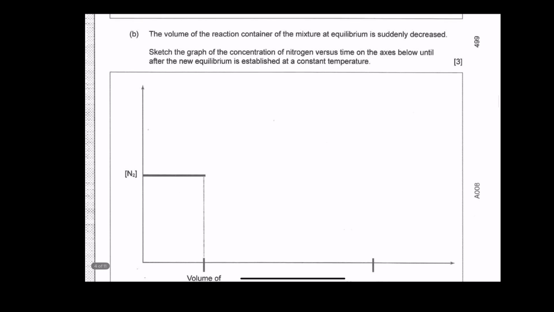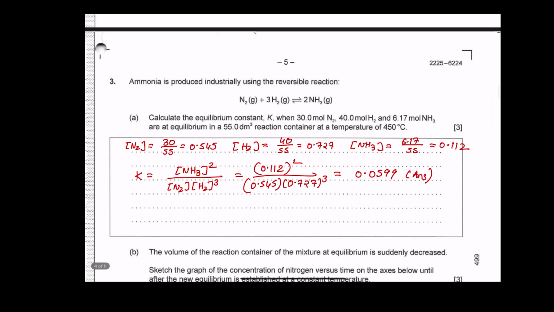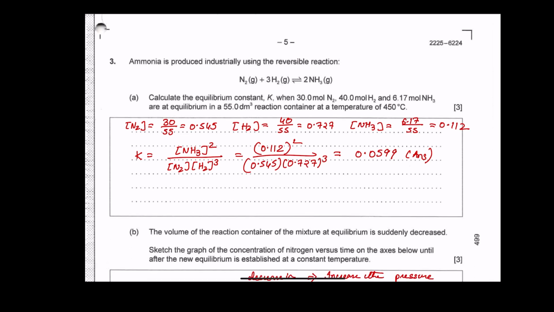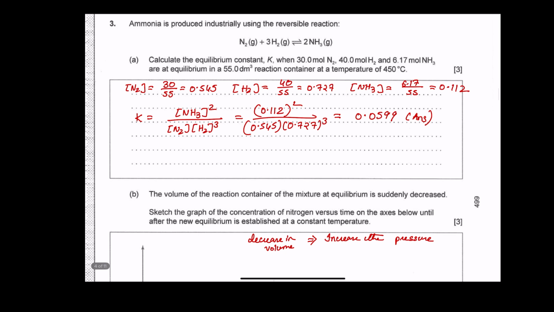Now next, the volume of the reaction container of the mixture at equilibrium is suddenly decreased. So we are decreasing volume or increasing the pressure. Here's the graph of concentration of nitrogen versus time until it reaches the new equilibrium. A decrease in volume will basically increase the pressure. Now, by Le Chatelier's principle, if you increase pressure, the reaction will shift to the side with fewer moles of gas to decrease the pressure, basically. So it'll shift to the product side because on the reactant side you have 4 moles of gas, and on the product side you have 2.